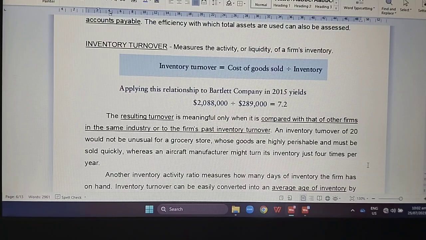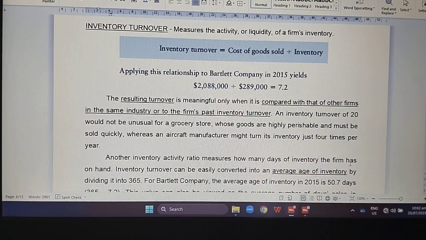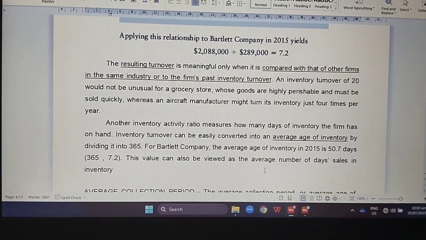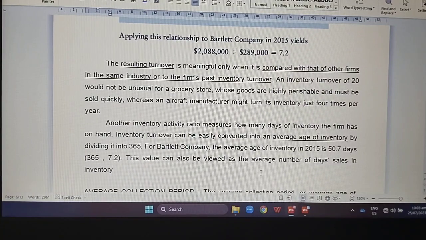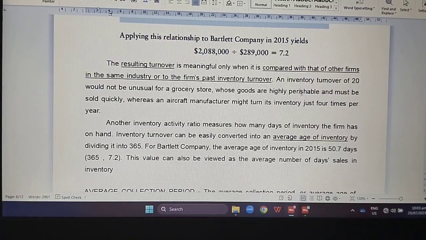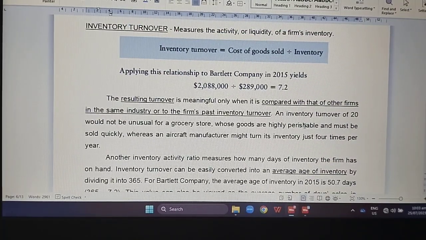Ang tagal. Okay? Kaya sabi niya, another inventory activity ratio measures how many days of inventory the firm has on hand. So ito naman yung average age of inventory. Dividing it by 365. So dito, 50.7 days. This value can be viewed as the average number of days' sale in inventory. So, ang tagal. Diba? So, ito rin, matagal. Ang turnover is in 7.2 days. So, matagal.